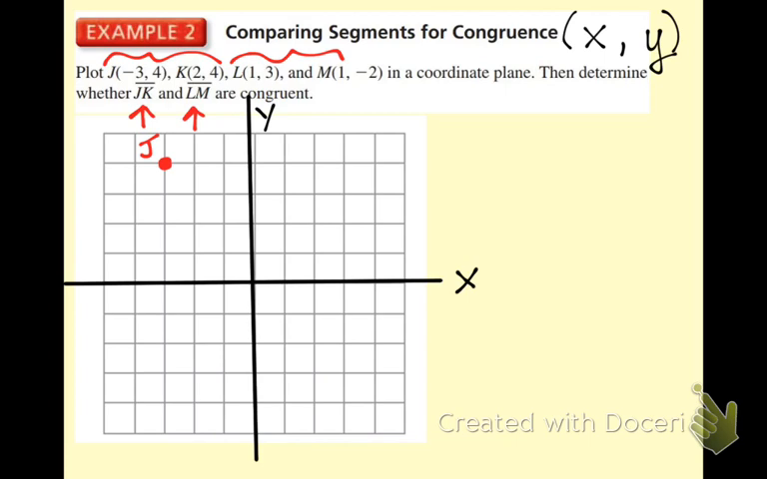J, and then we have K, which is (2, 4). So you start at the origin again, go over to the right 2, and then up 1, 2, 3, 4. So here's K. Again, we went over 2, and we went 1, 2, 3, 4. All right, so JK is a line. Do y'all see that written in the directions? So if it's a line, what do you think we can do? We can connect them. So go ahead and connect them.